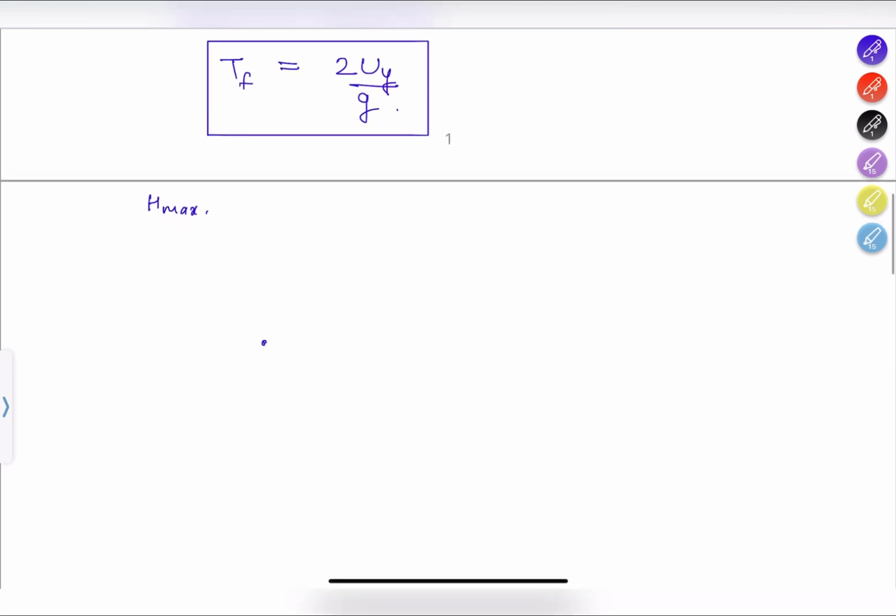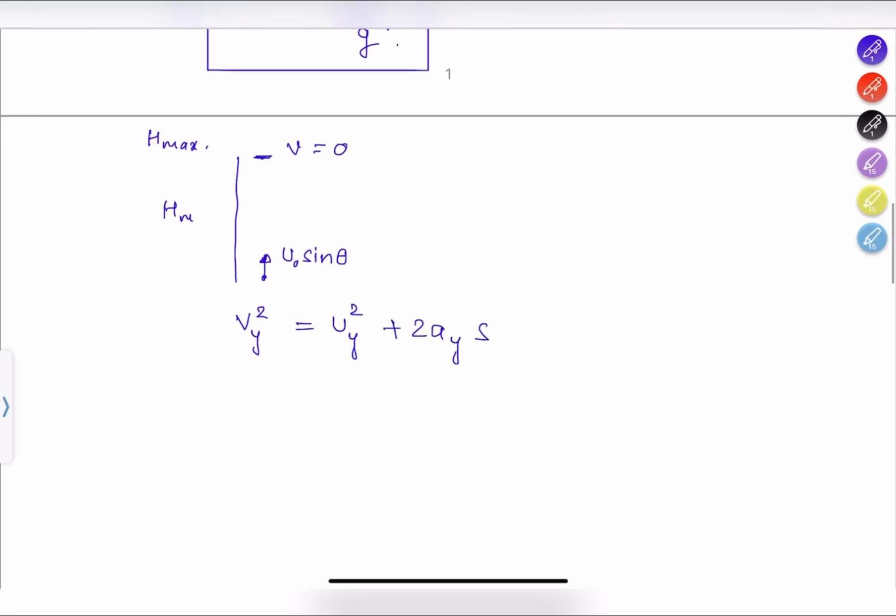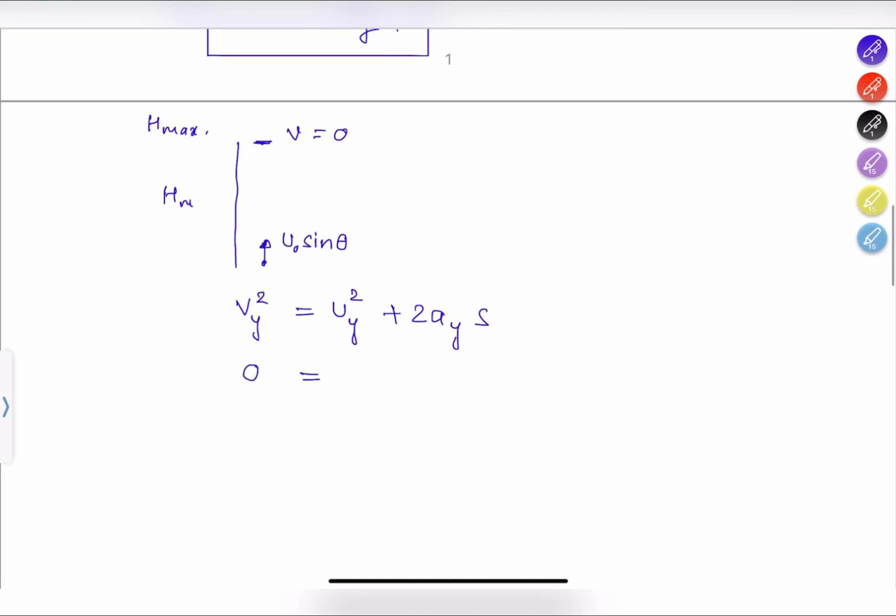Again, the particle is going upward with what velocity? U naught sine theta. At the top point, velocity will become 0. So we need this height, how much height it is going, right? H max. If you use the third equation of motion, Vy square equals Uy square plus 2ay into s. So here the final velocity will become 0, and its square will become 0.